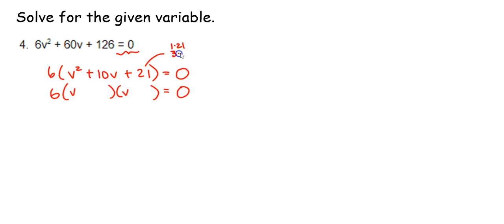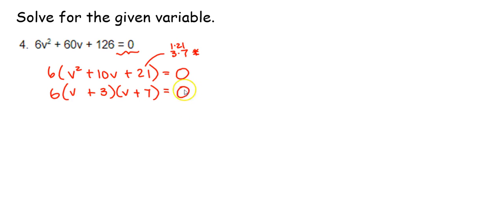3 and 7. And this is going to be the one, if I add the 3 and the 7, I can get a 10. So those are going to be my 2 numbers. This one is a nice easy one because both signs are positive. So there's my factored form.